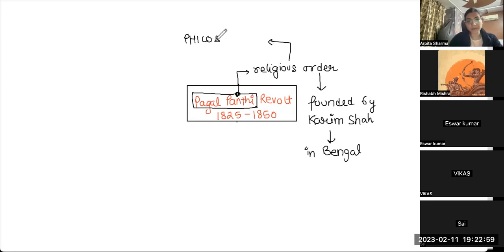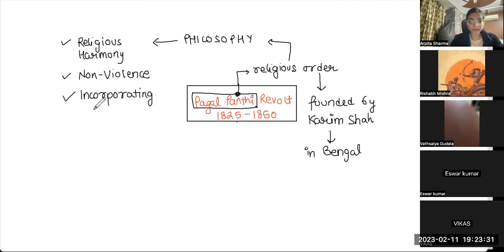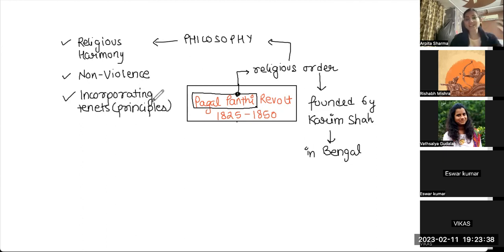Let us write down the philosophy of this religious order. Very simple. First, religious harmony, that is, all religions are one. All religions should be accepted and respected. Second was non-violence, just like Jainism and Buddhism. Third, the philosophy of the Pagalpanthi order was incorporating the tenets, tenets means principles. If you use these words, it will enhance your mains answer writing skills. Incorporating the principles or tenets of Sufism, Hinduism, and animism.